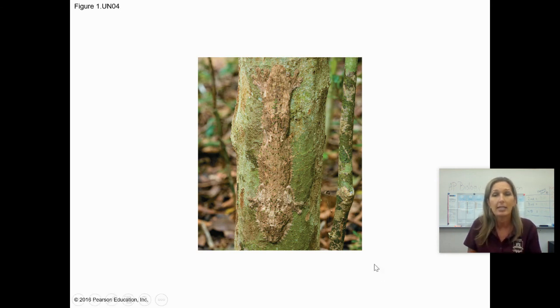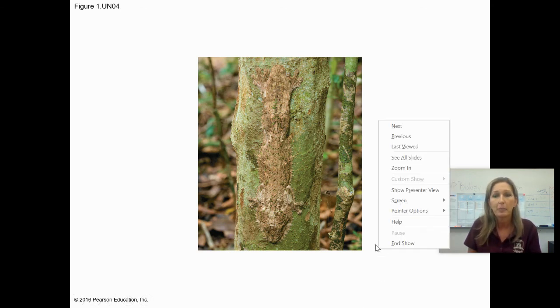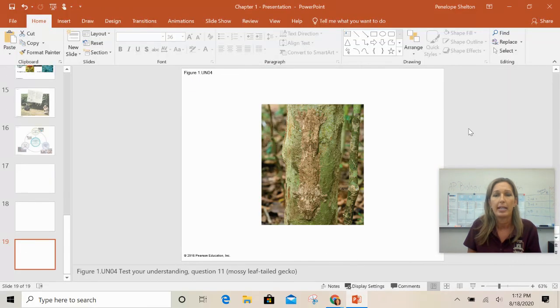So with that, that is the end of the presentation. That is chapter 1 in a nutshell. Make sure you know those terms. This one, more specifically than other chapters, really is about memorizing the terms and making sure you're comfortable with those.